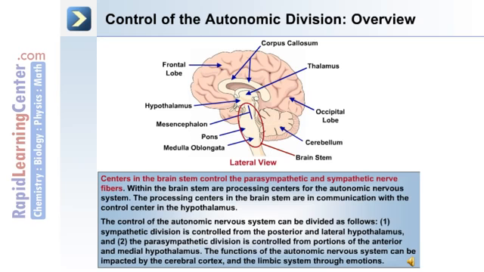Number 1, the sympathetic division is controlled from the posterior and lateral hypothalamus. And number 2, the parasympathetic division. This is controlled from portions of the anterior and medial hypothalamus. The functions of the autonomic nervous system can be impacted by the cerebral cortex and the limbic system through emotions.